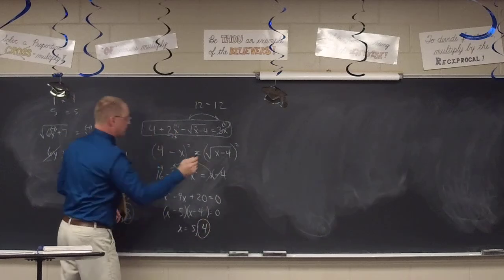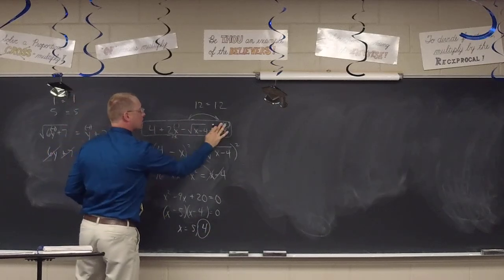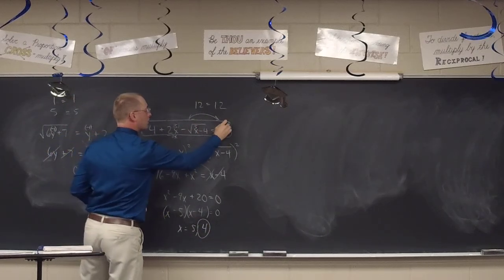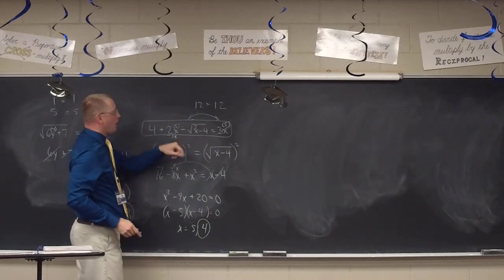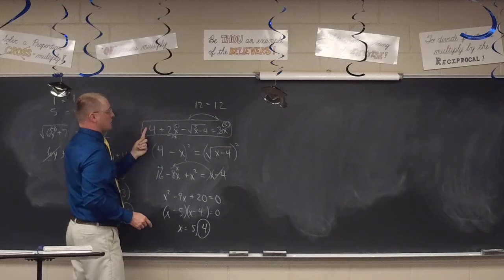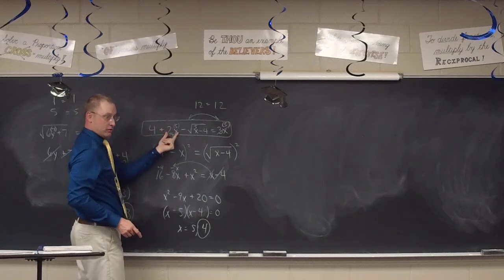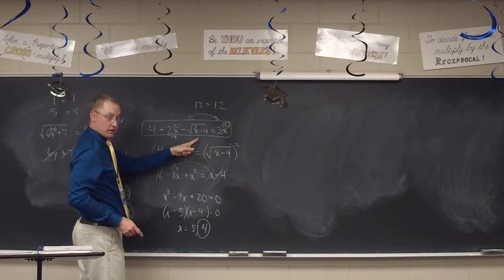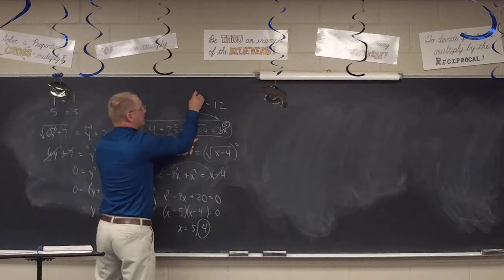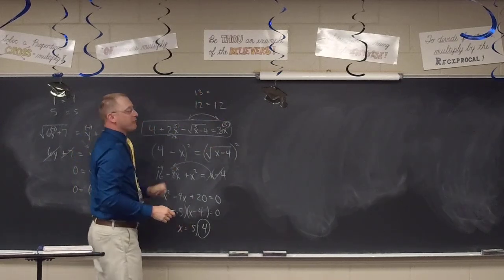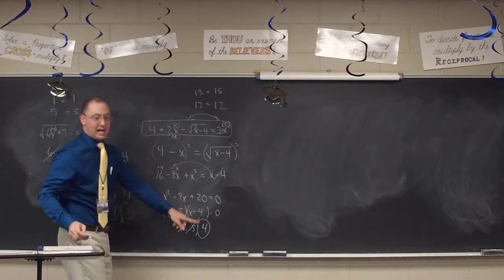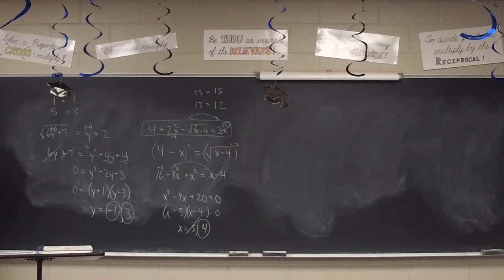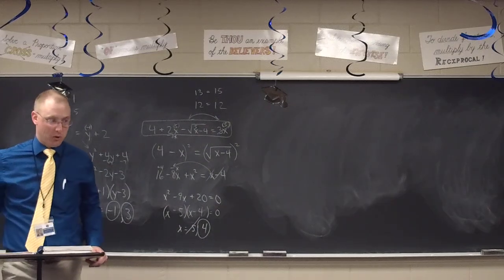All right. Let's check the 5 now. 5 minus 4? 1. Square root of 1? 1. 2 times 5? 10. So it's 4 plus 10, 14, minus 1, 13. And then 3 times 5? 15. Oh. Yeah, that particular answer, class, is extraneous. But we still got one of the answers to check. Questions on radical equations?